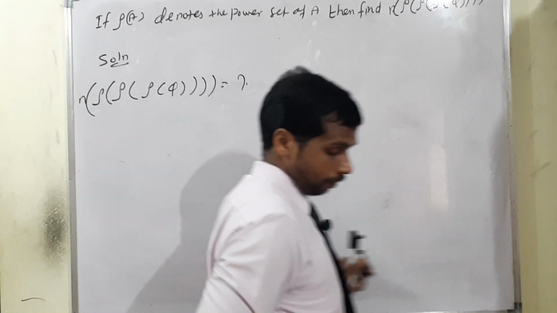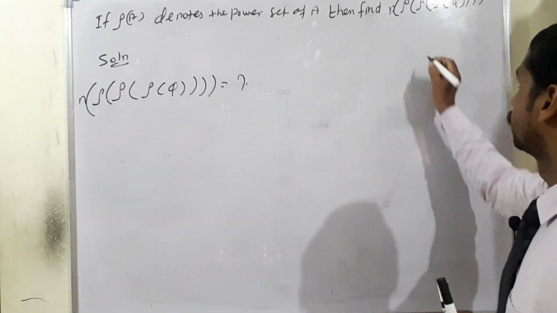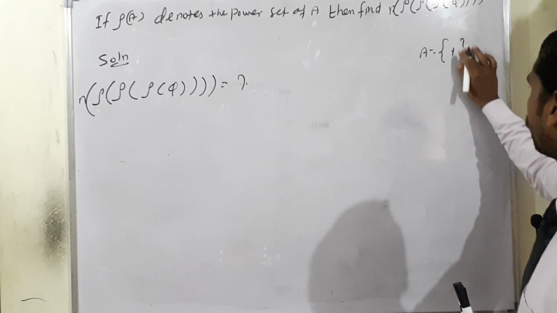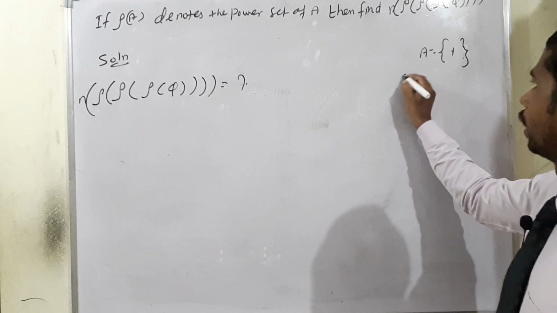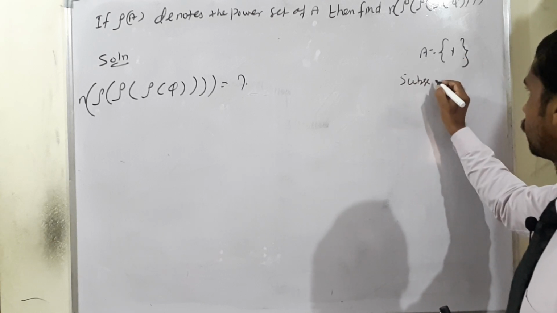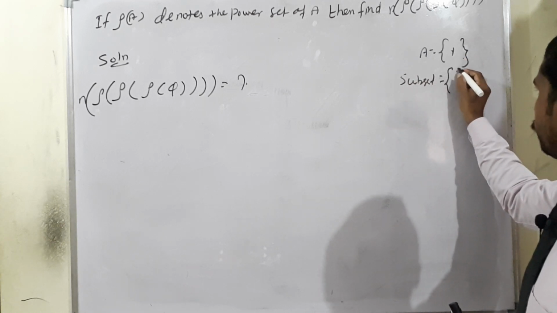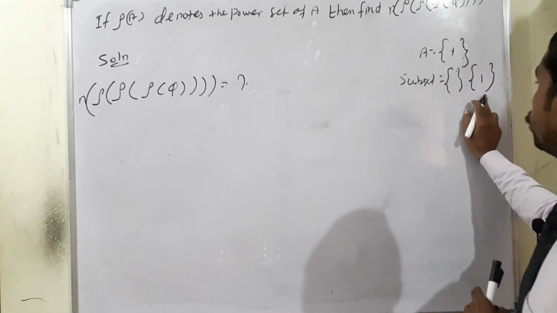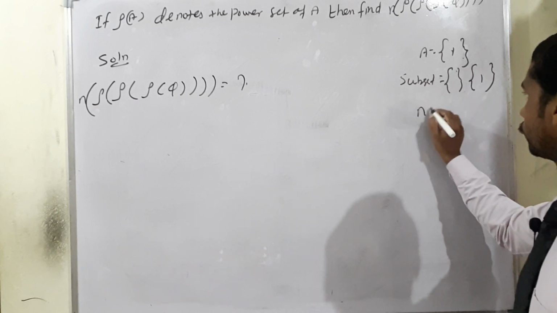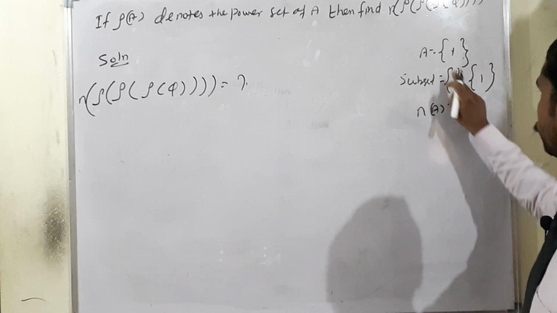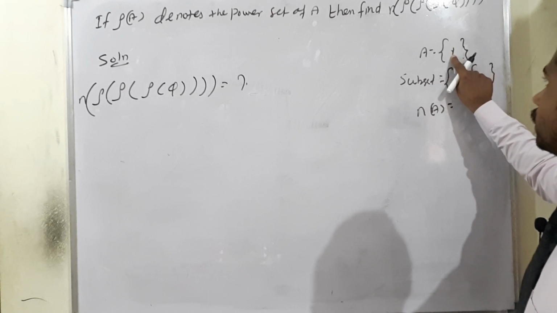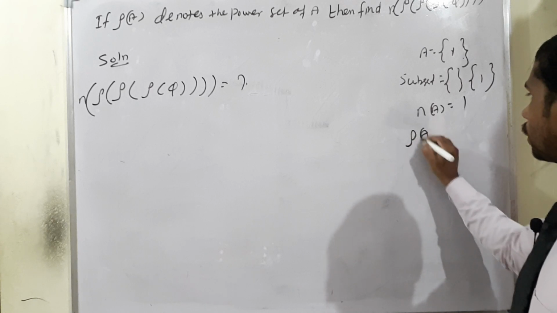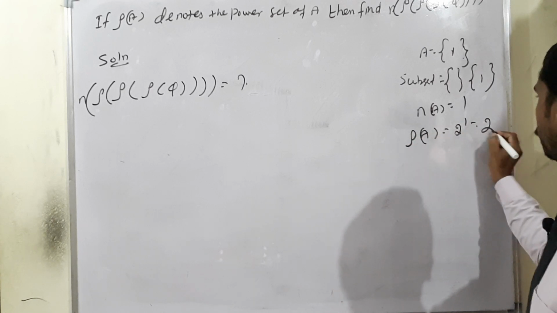Before moving to this question, for your understanding: A is equal to a set with only one number. Therefore, how do we arrange subsets from this set? First we can write the empty set, then we can write the one. Therefore, 2 subsets are possible. The number of elements in A is 1, so the number of subsets is 2 power 1, and the value will be 2.